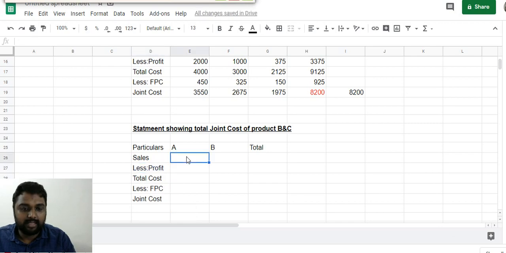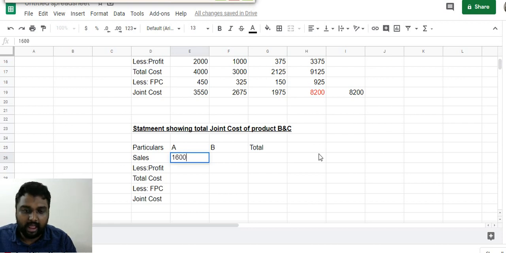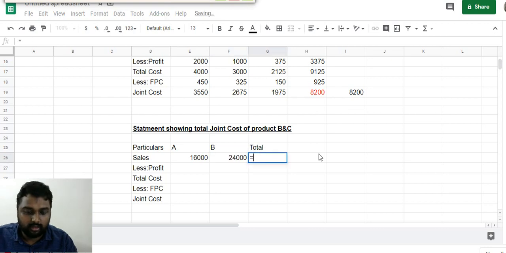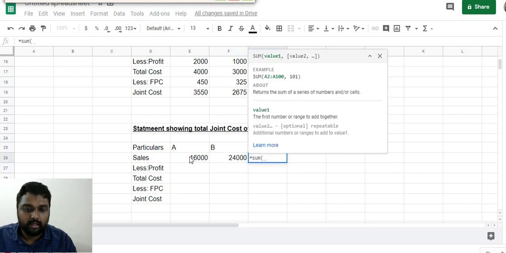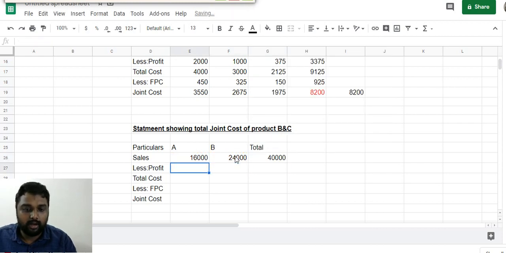So what is the sales of A? Sales of A is what? 16,000 and 24,000. So sum total you can take it. Are you ready? So now less profit. The profit details is given in the question very clear.